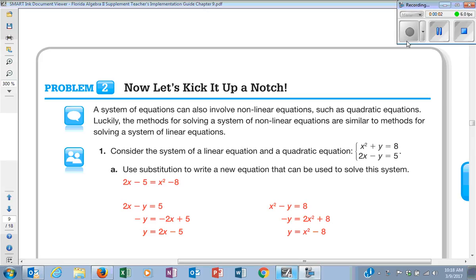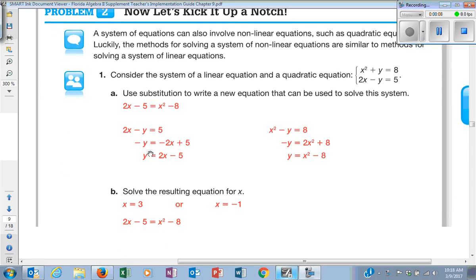Alright, so for problem 2, you guys can see that we are now kicking it up, as they say. Now we're going to be talking about systems of equations, and one of them is going to be a quadratic, whereas this one is still linear. The way you can tell is the x is squared versus the x being just the first power.